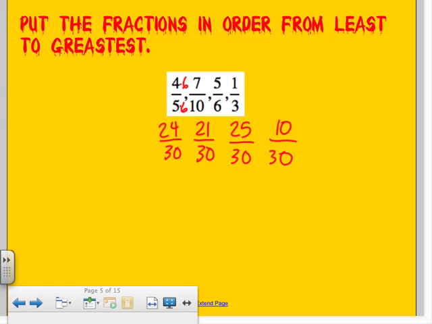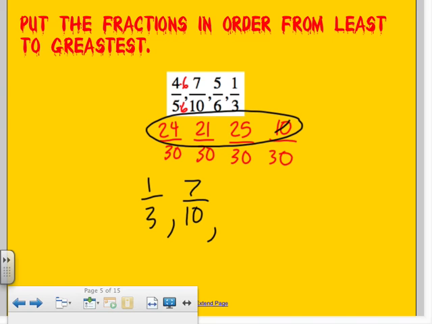So this one, there's a really obvious lowest one over here, 10, right? So the 10 is the lowest, our 1/3. Then we have 21, which is our 7/10. The 24, which is our 4/5. And 25, which is our 5/6.